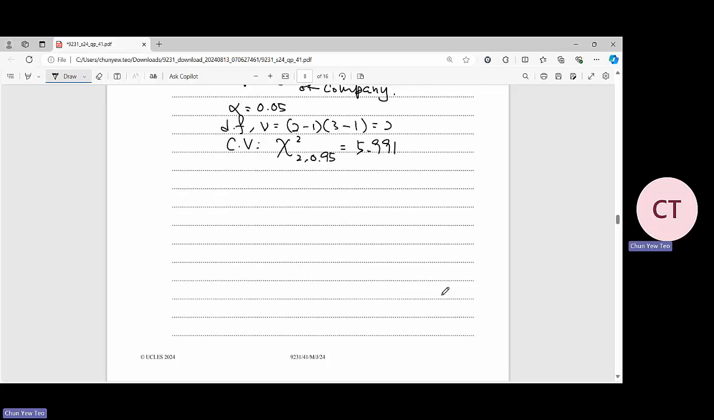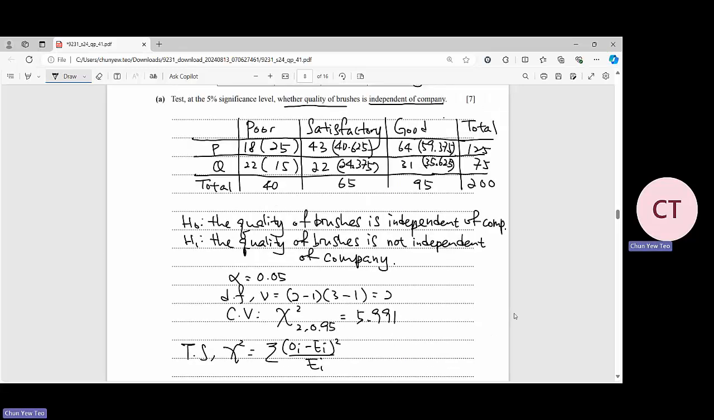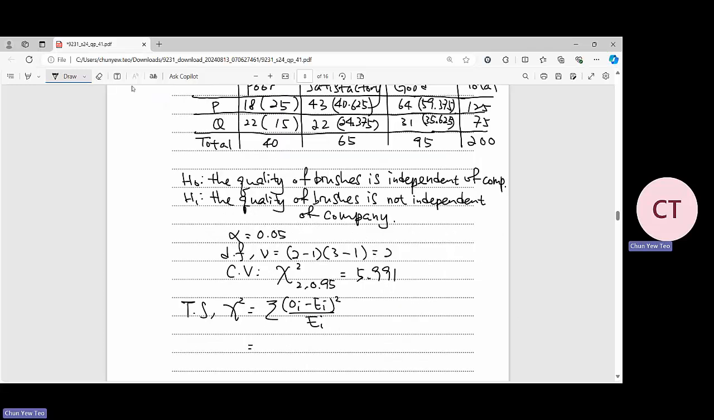Okay, now we want to go for the test statistic. So the test statistic will be chi-square. The formula for chi-square is (O_i minus E_i) squared over E_i. Just do one by one. In the exam, the mark scheme expects us to show the values one by one. So I will go by row. Okay, I'll just go row by row here.